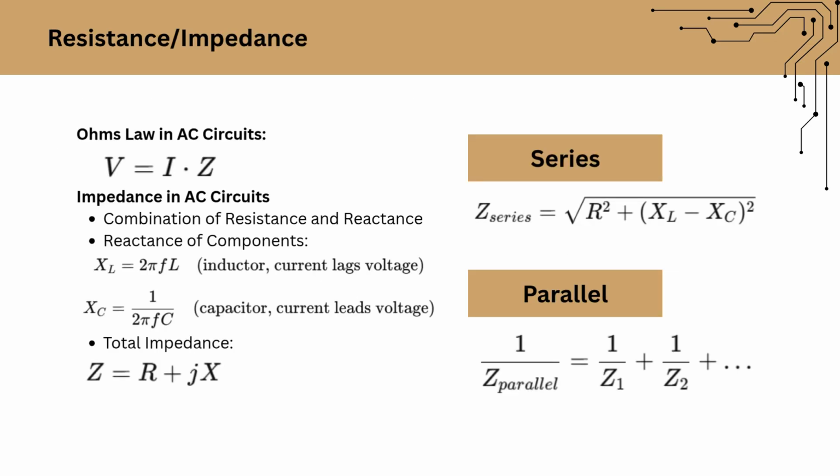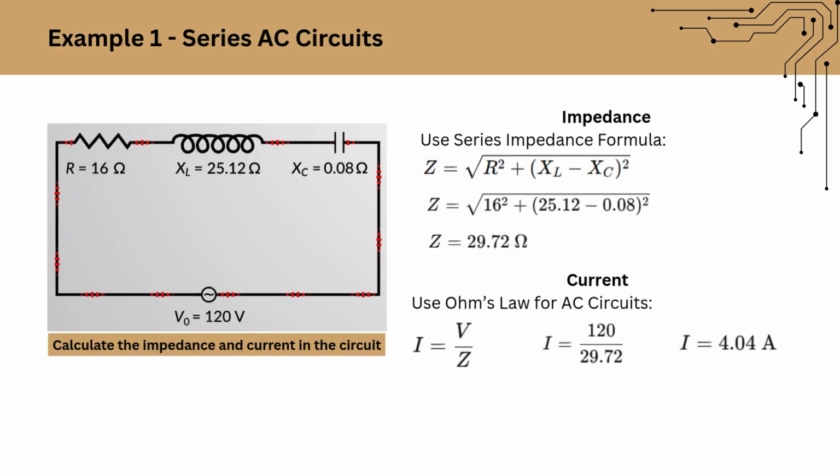Ohm's law can also be applied to AC circuits by using impedance. In an AC circuit, impedance is the combined effect of resistance and the reactance from the inductor and capacitor. The total impedance is shown on the slide. In a series AC circuit, the total impedance is the magnitude of the resistance and reactance. In a parallel AC circuit, the total impedance is found by taking the inverse of the sum of the reciprocals of each individual impedance.